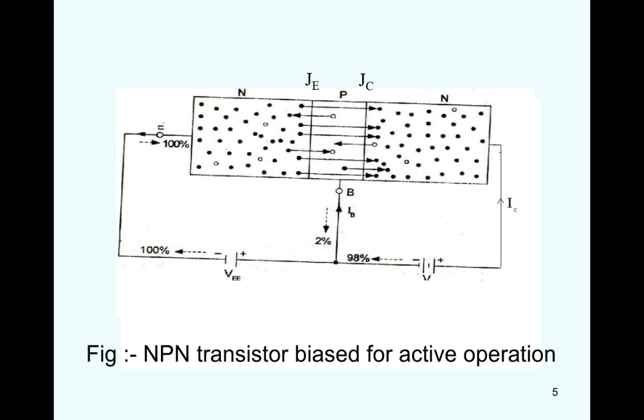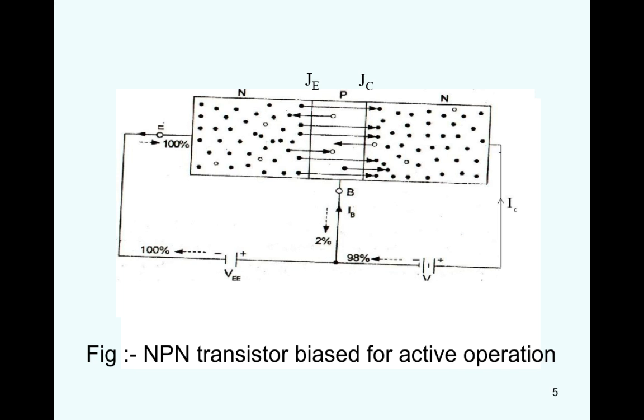So the collector current is equal to the sum of the fraction of the emitter current plus the reverse saturation current. Here IB is nothing but 1 to 2% of IE. And IE is nothing but the sum of the base current and collector current. So in this way we can observe what currents are present in an NPN transistor for active operation.